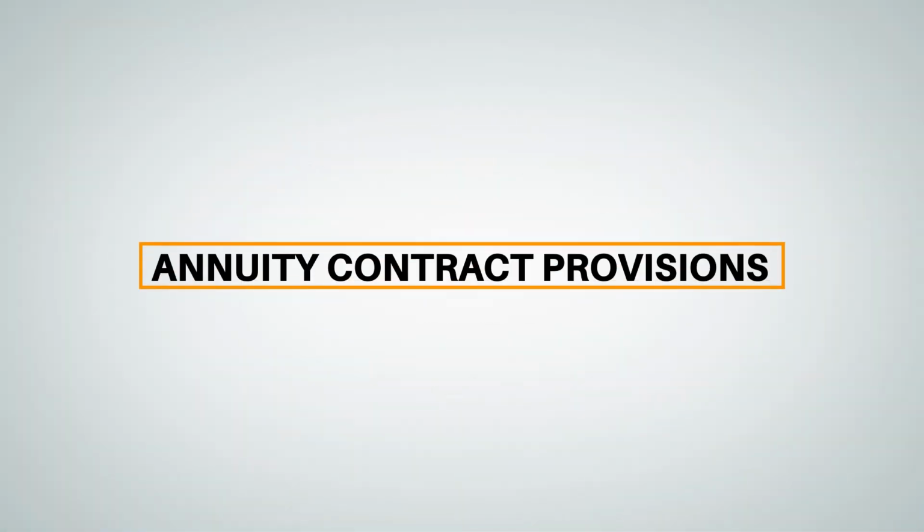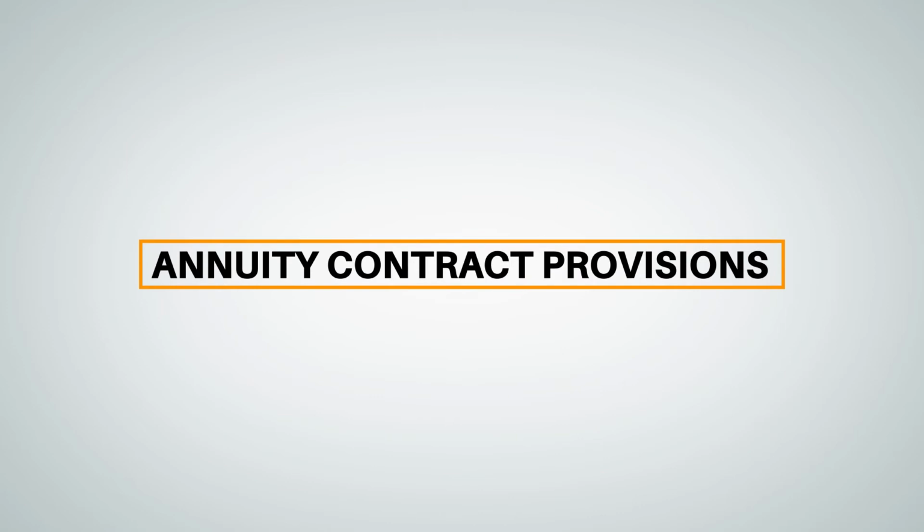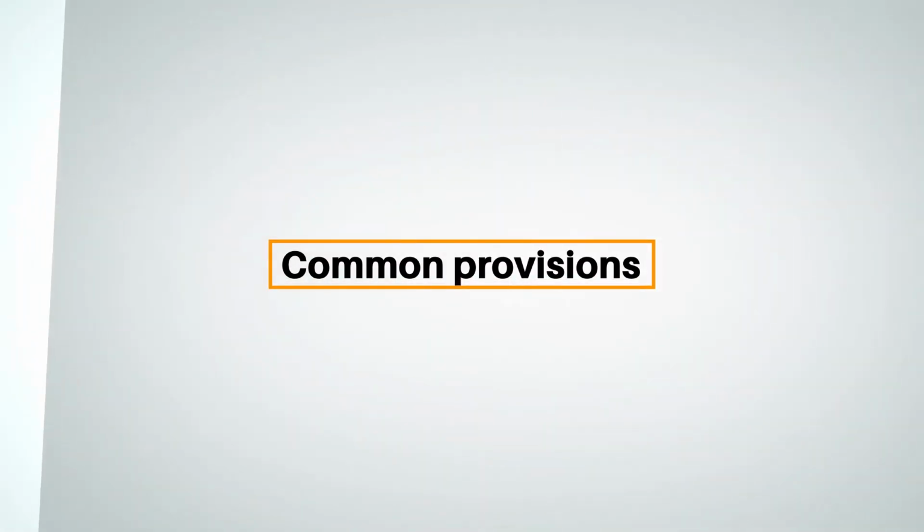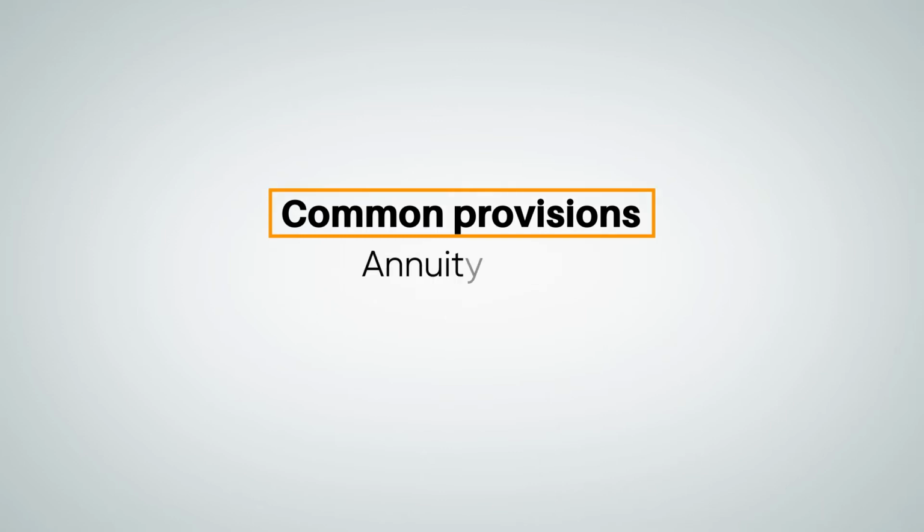Every annuity contract will be as unique as the customer purchasing it, but there are several common provisions you should know and understand. Annuity date and annuitization options are two that spring to mind, but let's take a look at some of the other common terms as well.